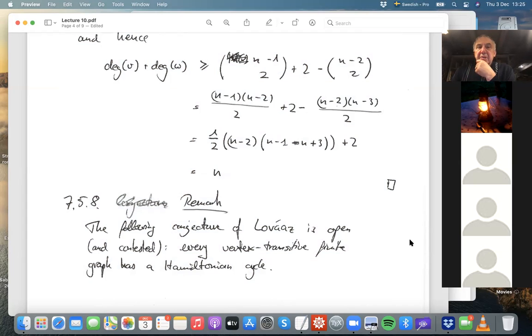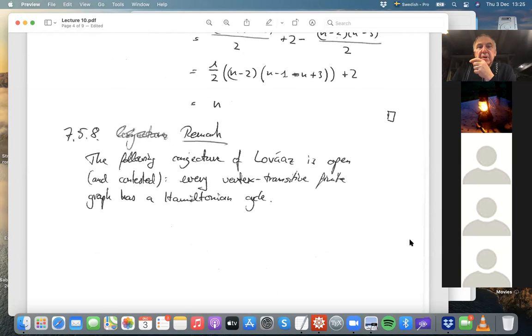Okay, that's probably everything I want to tell you about Hamiltonian graphs. And there is a famous conjecture, still open, by Lovász. So there are actually quite a few. I don't think that people are still actively working on the theory of Hamiltonian graphs, because it seems to be very difficult, but there are still some nice open questions left.